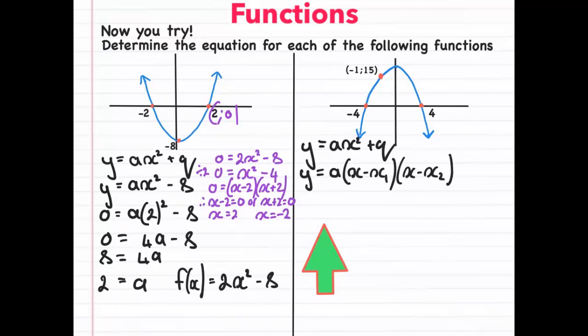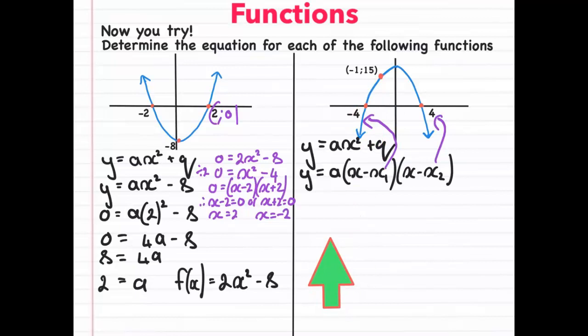There we go. And now what do we do? I identify my x1 and x2, which are minus 4 and 4. They are my x-intercepts, right? Okay, let me show you in purple. There's my first one, there's my other one. And then what is this x? It's the minus 1 of my other point. And what's my y? It's the 15 of that same point.